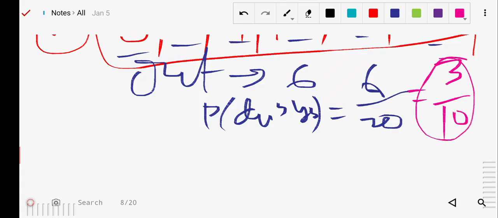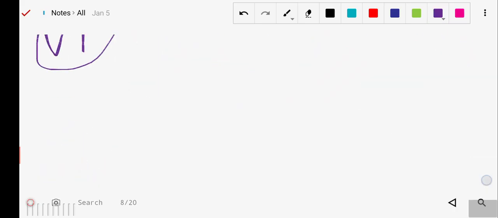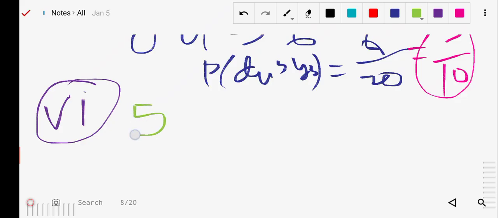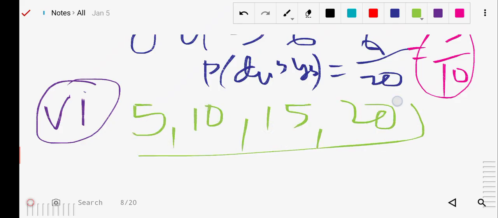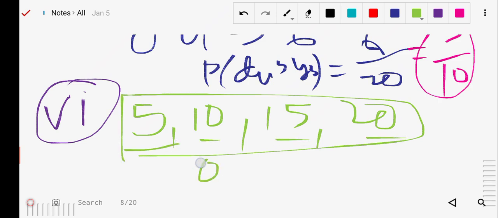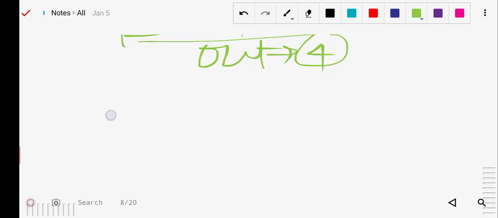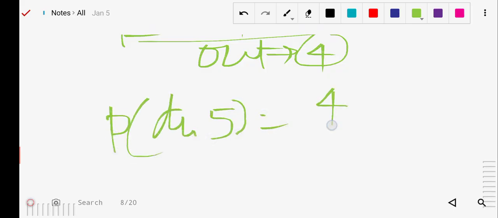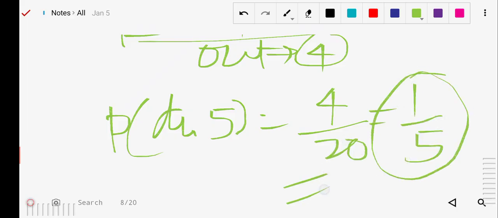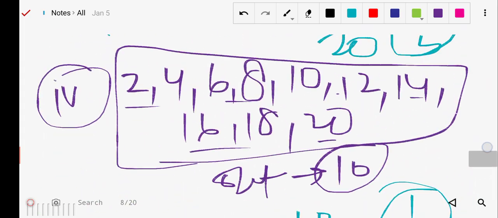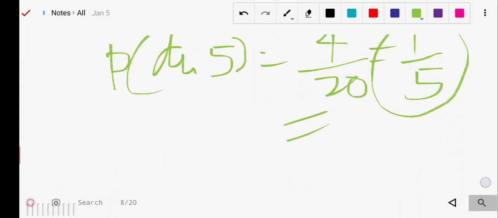Next, question number 6 is multiples of 5. You can write the multiples of 5: 5, 10, 15, and 20. So how many are there in total? 1, 2, 3, 4. So the outcome is 4. Now you have to find the probability. Probability of divisible by 5 is 4 by 20, so this is 1 by 5. That's your answer. Likewise, we have done question number 13.